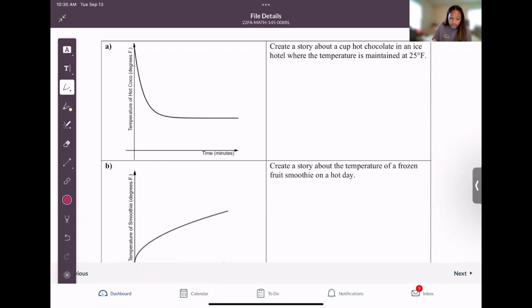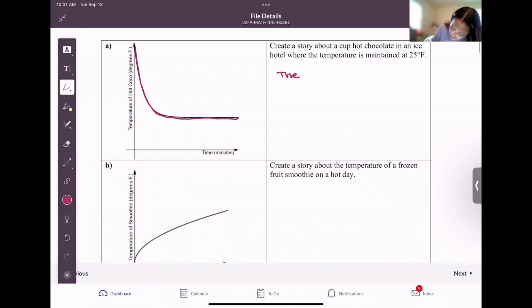So that's what's going on here. This cup of coffee starts off really hot, then it quickly decreases because it's in an ice hotel. And then eventually the cup of coffee is going to cool until it reaches the room temperature, which is 25 degrees Fahrenheit. So we'll say, is it coffee? Oh no, it's hot chocolate.